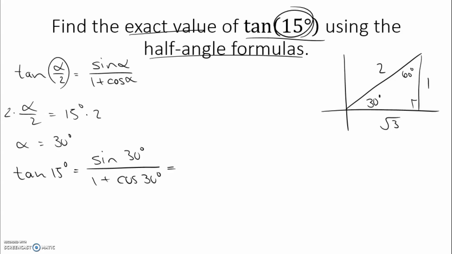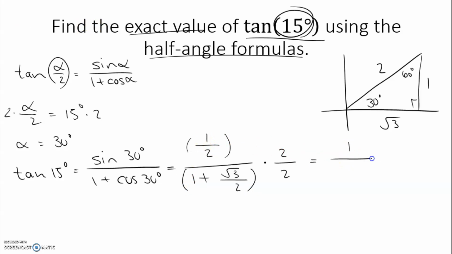Alright, continue with tangent of 15. Sine of 30 is 1/2. We have 1 plus cosine of 30, that is the square root of 3 over 2. I'm going to multiply the top and the bottom by 2 just to get rid of these fractions. So half of 2 is 1. 2 times 1 is 2.